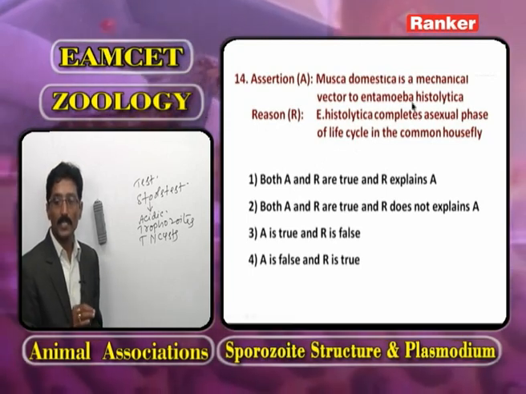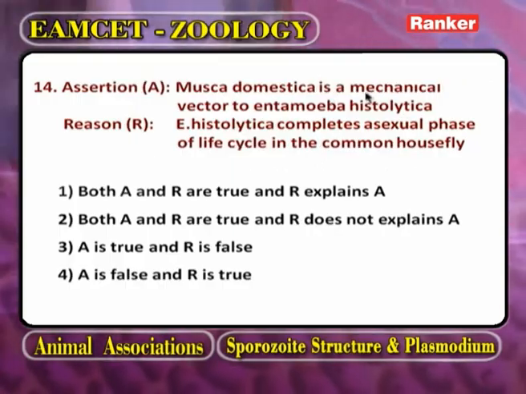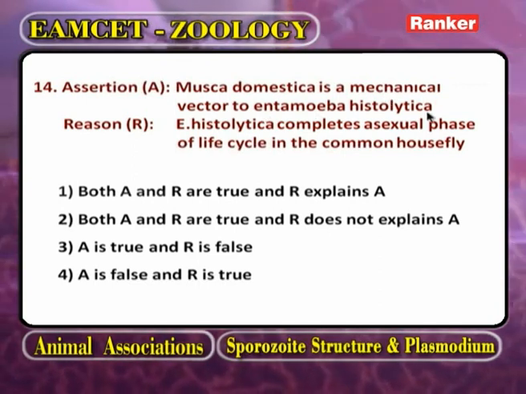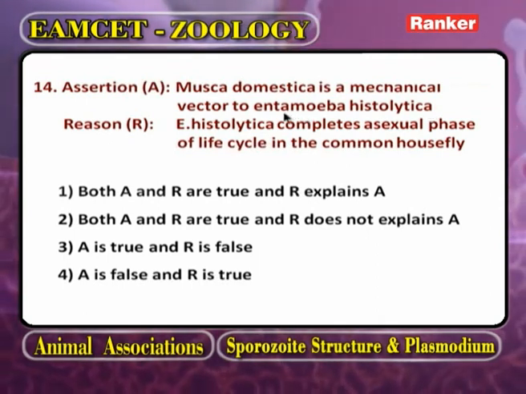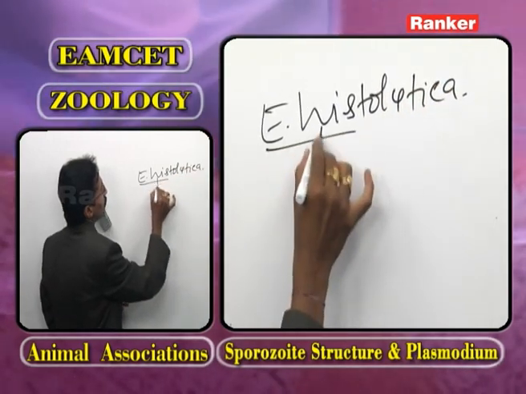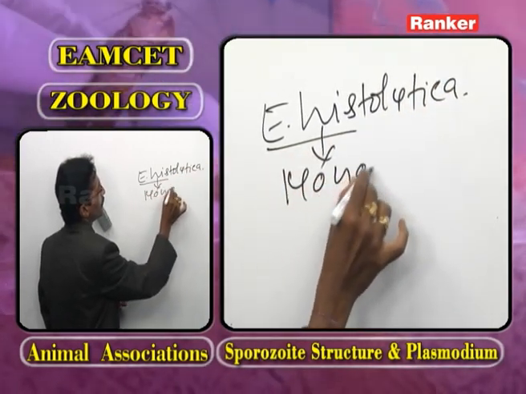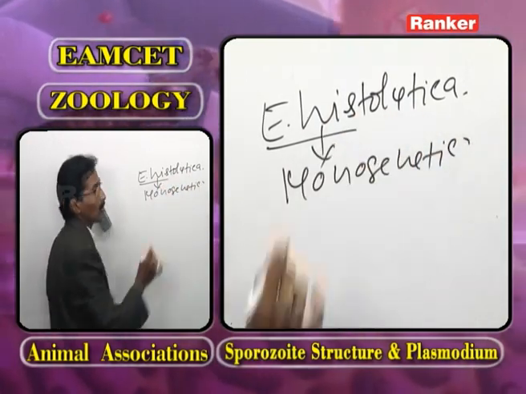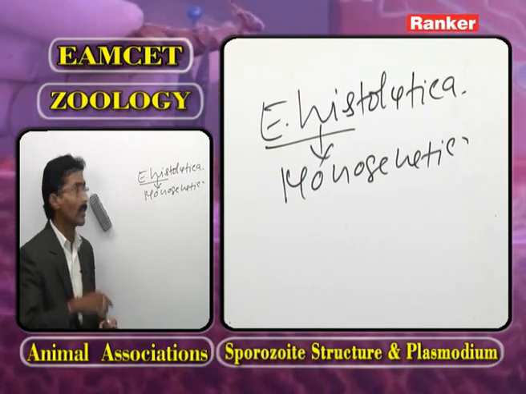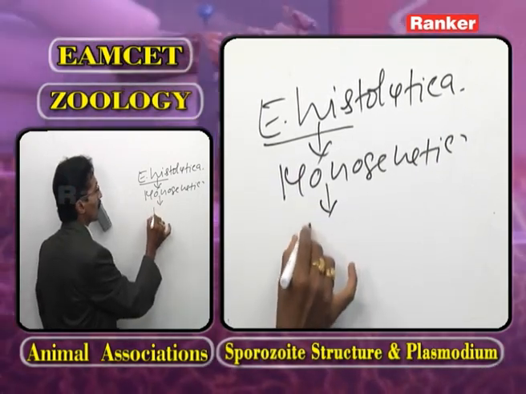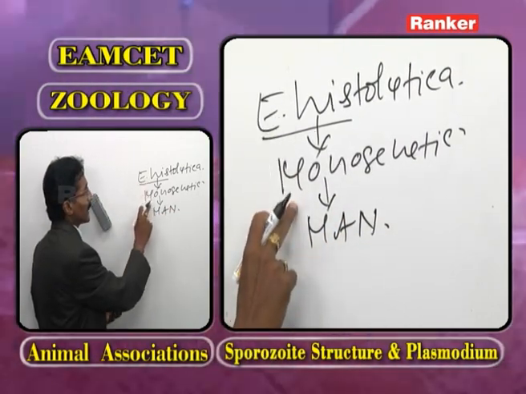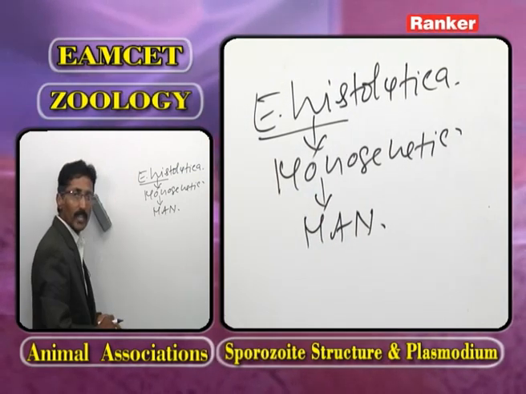Assertion: Musca domestica is a mechanical vector to the Entamoeba histolytica. Now, as we observe the life history of Entamoeba histolytica, it is a monogenetic parasite. What is meant by monogenetic parasite? The parasite completes its life history in only one host. Here, what is the one host? That we call man. The Entamoeba histolytica completes its life history only in the body of man.